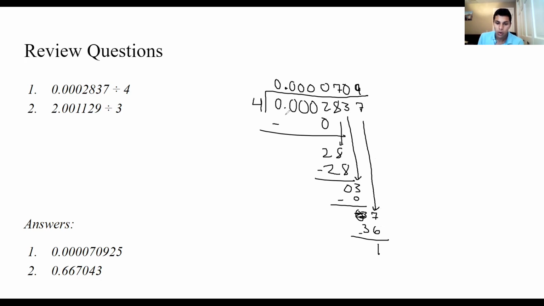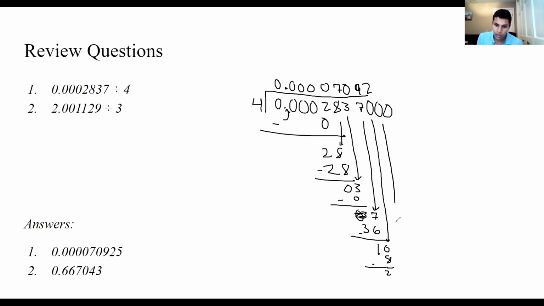Now again, since we already have this decimal point, adding zeros to the end of this isn't going to change the value of the number. So we can add as many zeros as we like to complete the question. So now bring down one of those zeros. 4 goes into 10 2 times. So 2 times 4 is 8. If we subtract, we get 2.